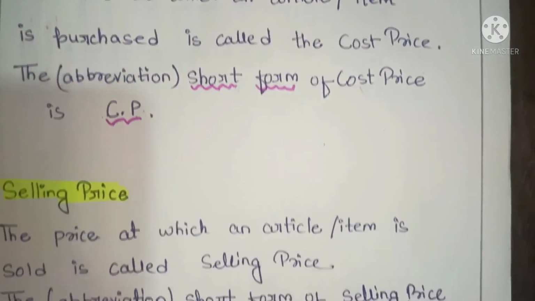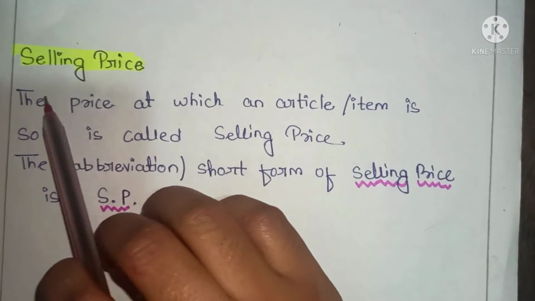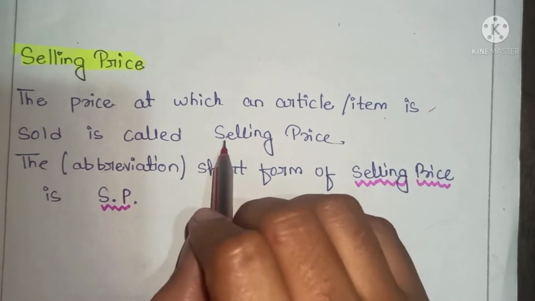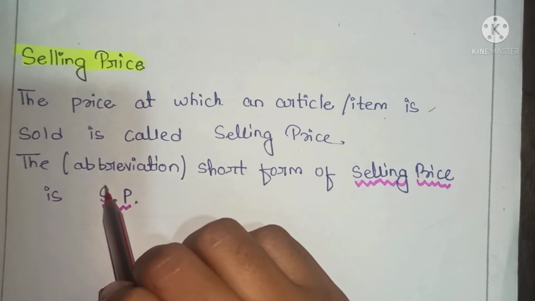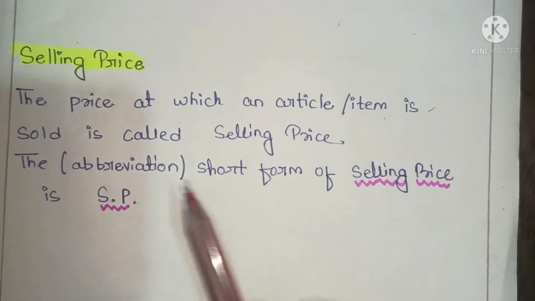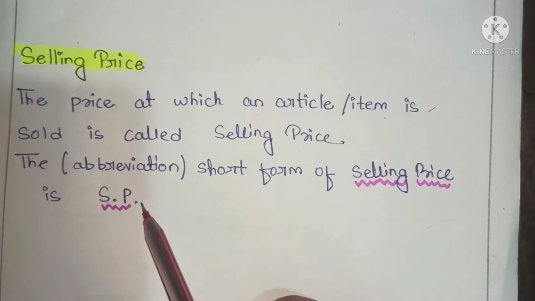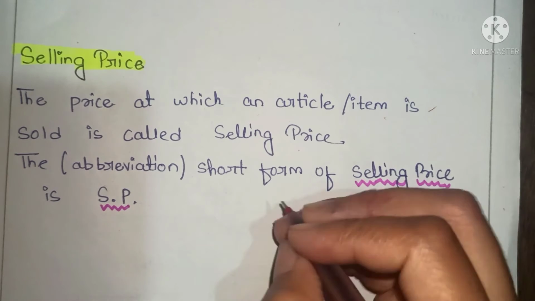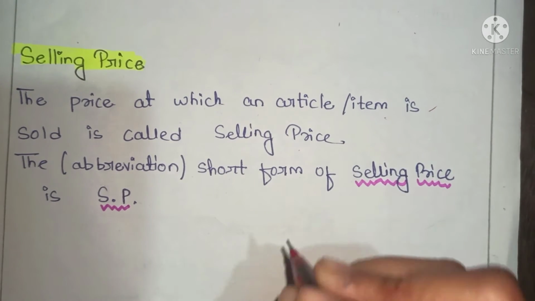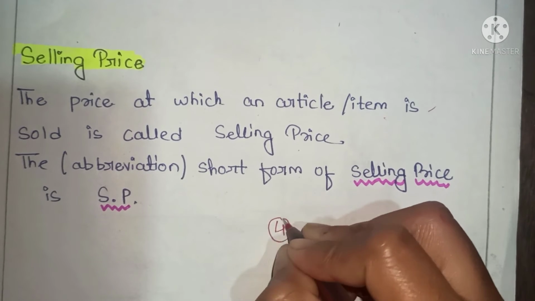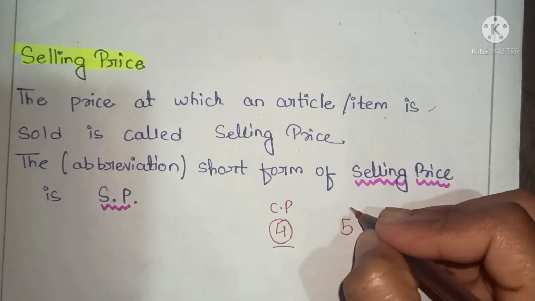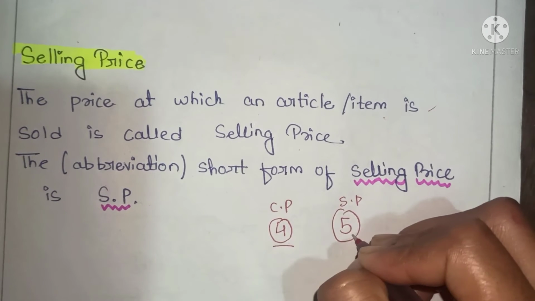Right? Now the next term is selling price. The price at which an article or the item is sold is called selling price. The abbreviation, that is the short form of selling price, is capital S, capital P, SP. So SP, selling price, is the price at which the seller, the shopkeeper, sells the good. So in our above example, the shopkeeper purchased the pencil at rupees 4, so this was the CP, and he sold the pencil at 5. So this is the SP, selling price.